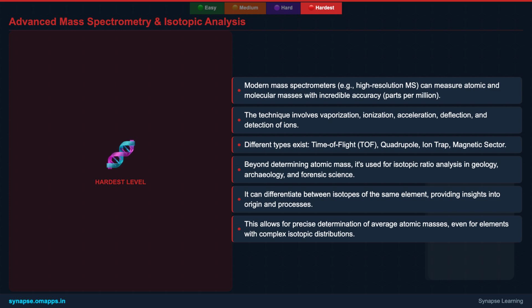Beyond simple mass determination, mass spectrometry is indispensable for isotopic ratio analysis, which is crucial in fields like geology for dating rocks, archaeology for tracing ancient diets, and environmental science for pollution tracking. It allows scientists to precisely quantify the natural abundance of isotopes, leading to highly accurate average atomic masses.